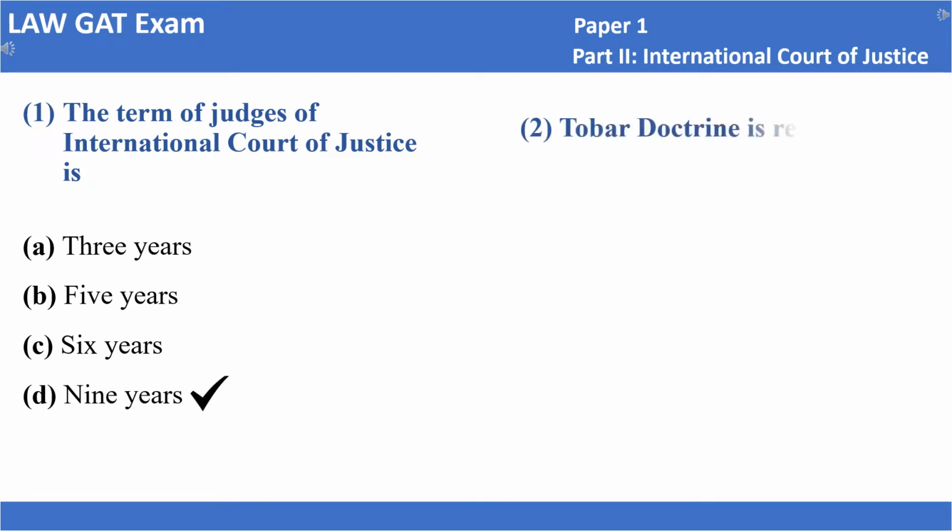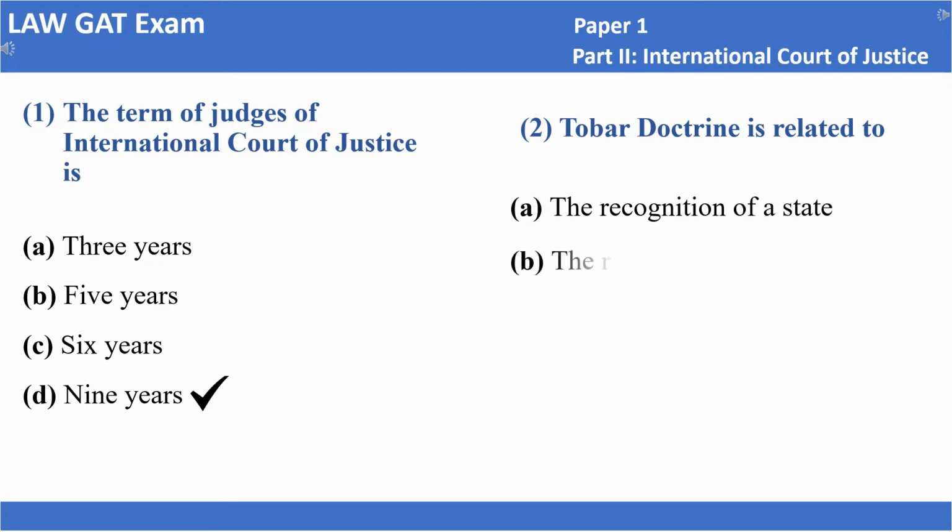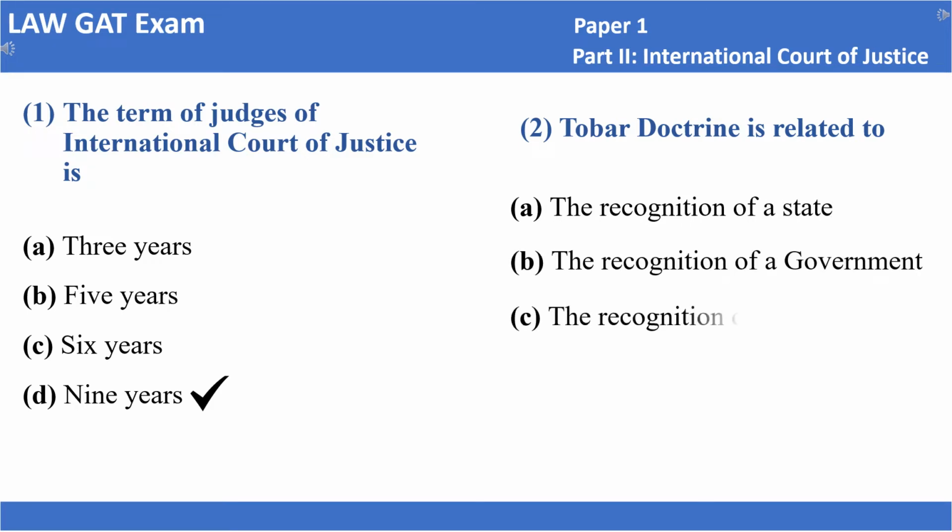Two-bar doctrine is related to option A, the recognition of a state, option B, the recognition of a government, option C, the recognition of insurgents, option D, none of these. The correct answer is option B, the recognition of a government.